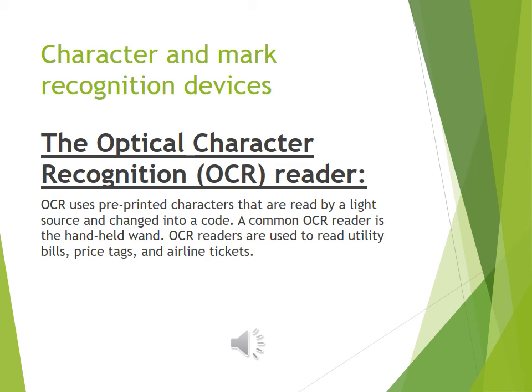The last device in our notebook is the optical character recognition reader, which is known as OCR reader. OCR uses pre-printed characters that are read by a light source and changed into a code. A common reader is the handheld wand. What is a wand? It is a handheld electronic device which can be passed over a barcode to read the encoded data. An OCR reader is used to read utility bills, price tags, and airline tickets.